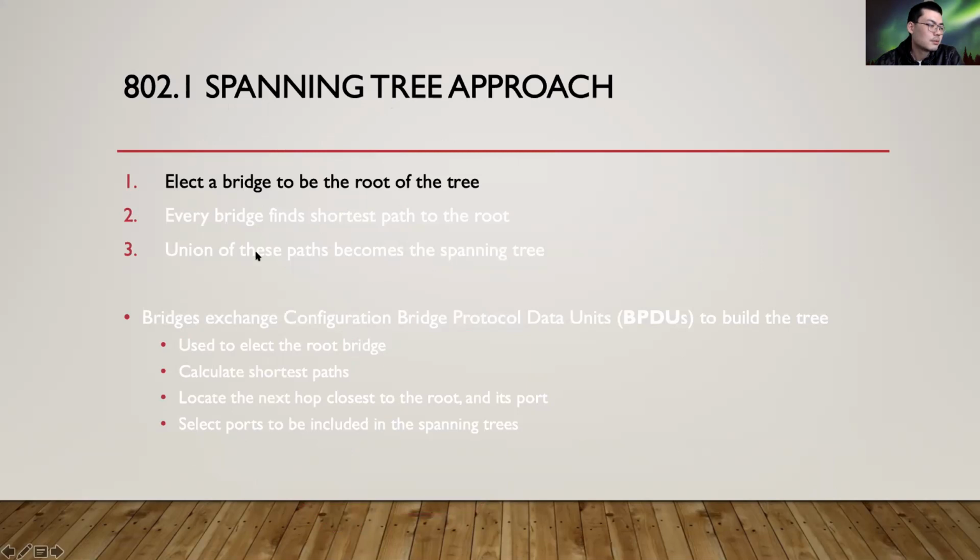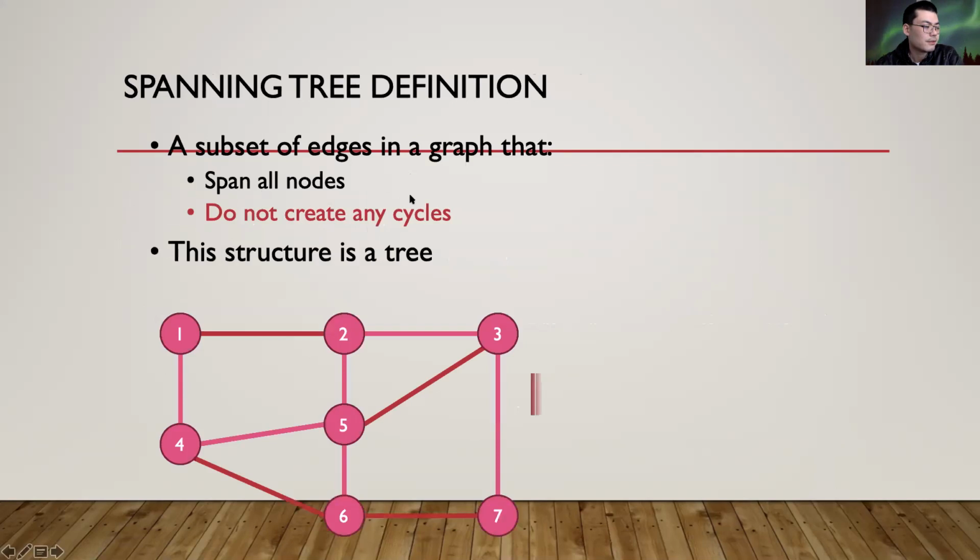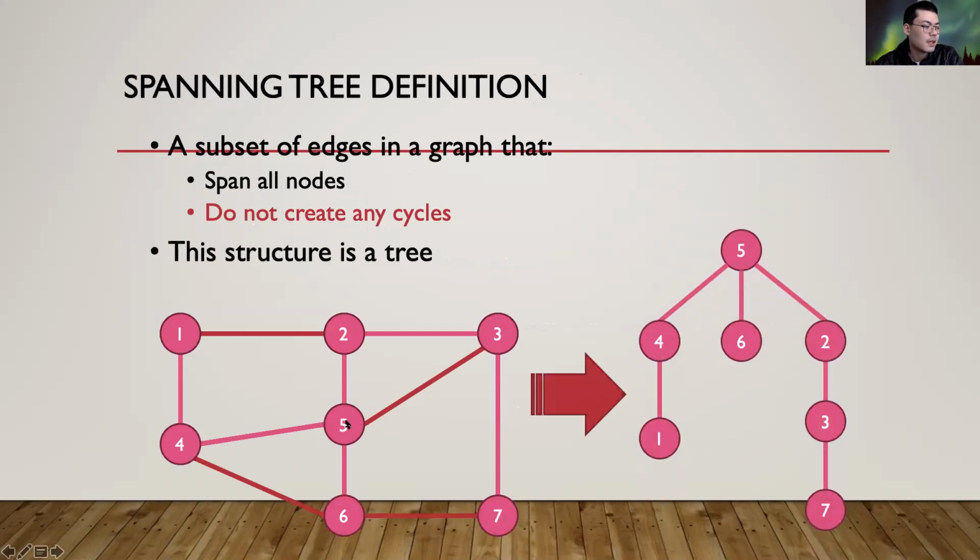And once you elect the root of the tree, what you can do is every bridge will find a shortest path to the root, right? Because if you look at here, once we decide, hey, 5 is the root, everyone can find its shortest path. 6 to 5 is just one edge. And 7, this is not in the tree, so you go to 3, go to 2, go to 5.